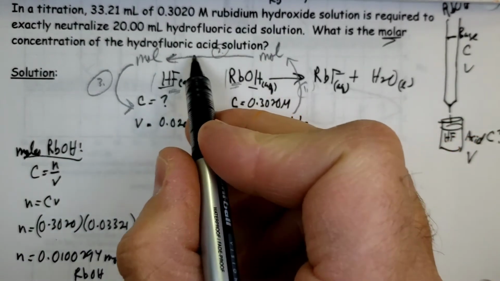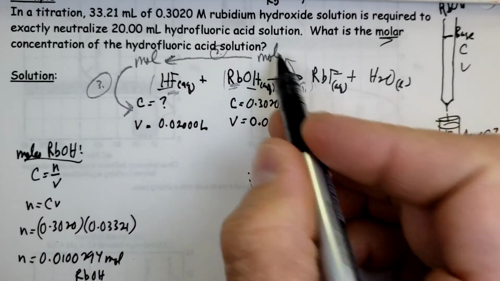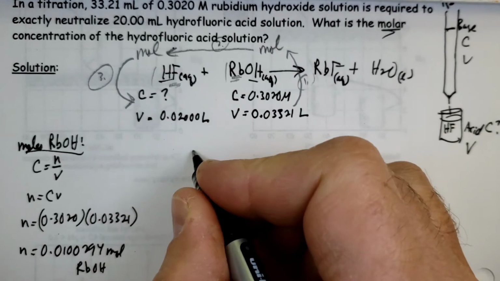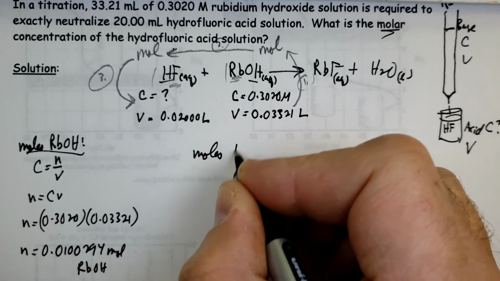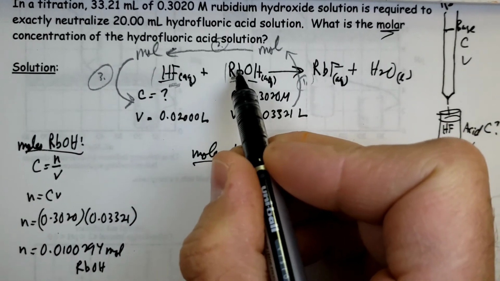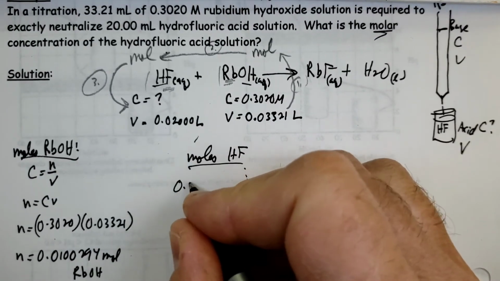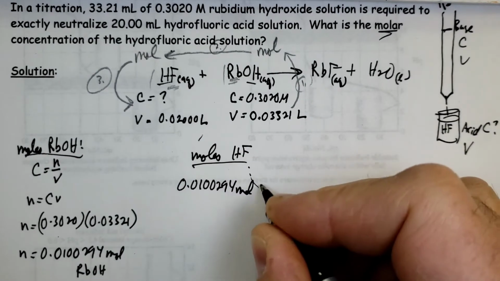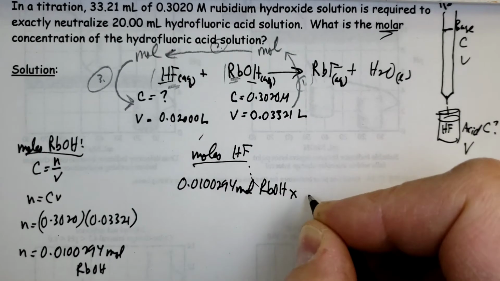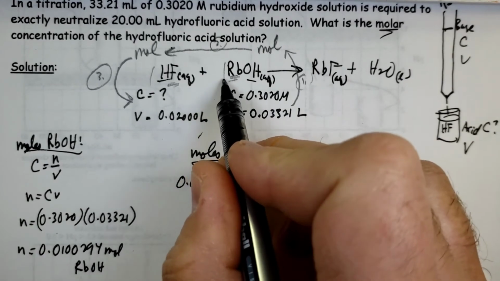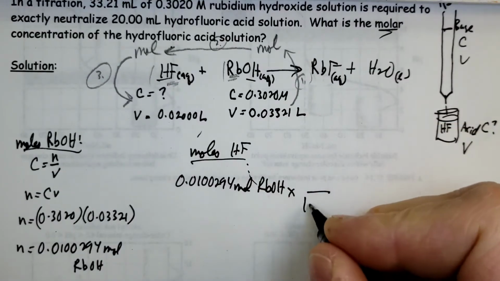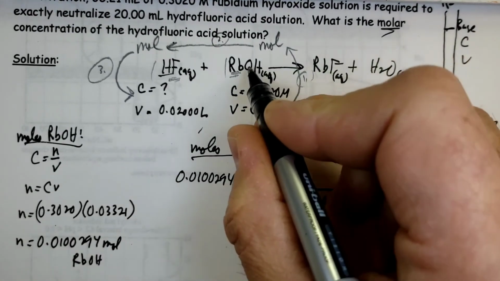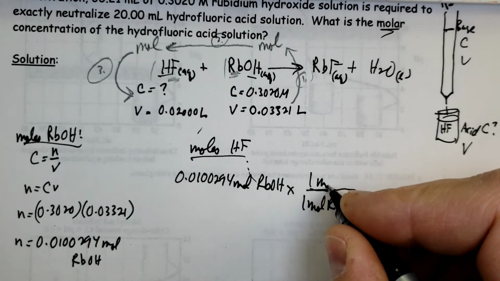So now the next step, I'm over here right now. I figured out moles of rubidium hydroxide. Now I want to figure out moles of HF. It's relatively easy. I start off with my moles of rubidium hydroxide, and I can see from the balanced equation, 1 mole requires 1 mole. So 1 mole of rubidium hydroxide requires 1 mole of HF.